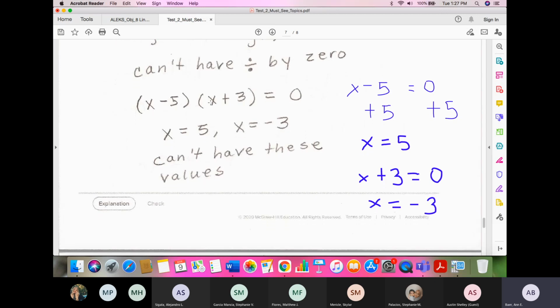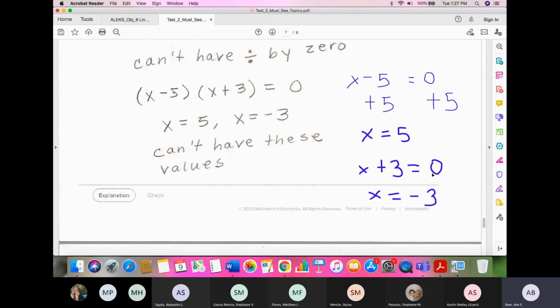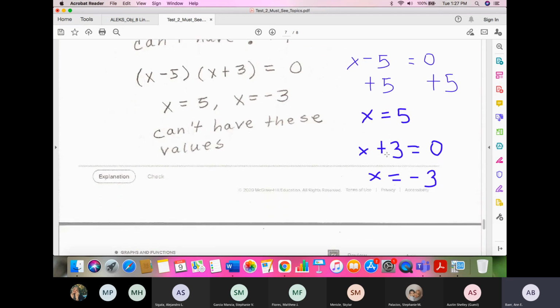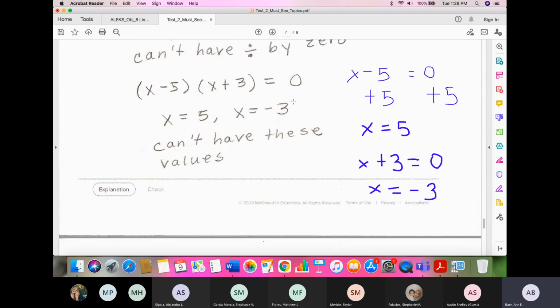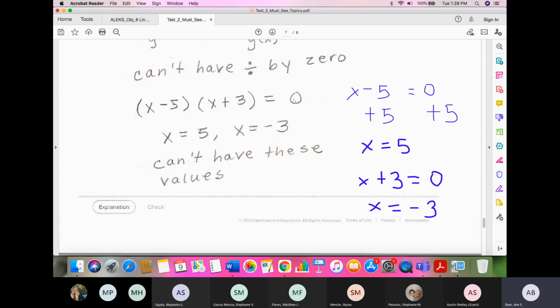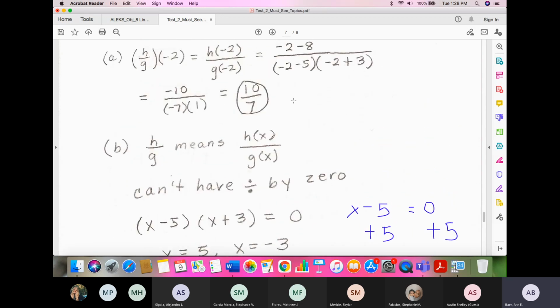Let's set this factor equal to 0. X plus 3 equals 0. If we solve this, the opposite of adding 3 is subtracting 3. That's going to just leave x on this side. 0 minus 3 is negative 3. So we can't have these two values. Right here, I just copied over this x equals 5 here, and this x equals negative 3 here. So we want to make sure we're excluding those values because they cause division by 0.